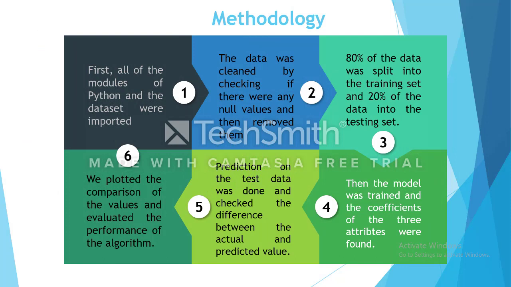To create my multilinear regression model, I first imported all of the modules of Python and the dataset. Then the data was cleaned by checking if there were any null values, and if there were, they were removed. Next, 80% of the data was split into the training set and 20% into the testing set. After that, the model was trained and the coefficients of the three attributes were found. Next, prediction on the test data was done to check the difference between the actual value and the predicted value for the model. Then, we plotted the prediction data for the three attributes and evaluated the performance of the algorithm.